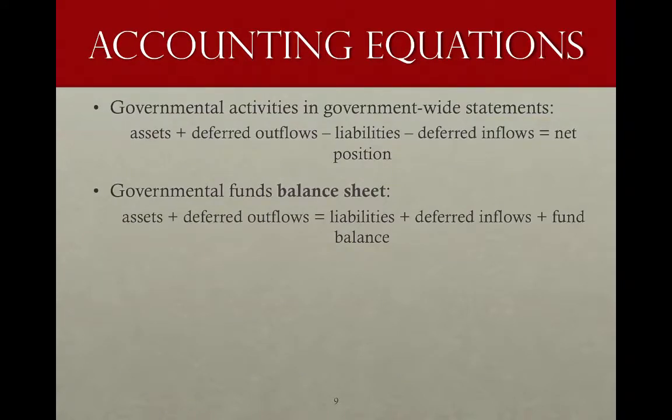Before the reporting of deferrals, the accounting equation that was laid out in a statement of financial position was assets minus liabilities equals net assets, or assets equals liabilities plus fund balance under modified accrual in the governmental funds. But based on the fact that deferred outflows have a natural debit balance and deferred inflows have a natural credit balance, the accounting equation now under accrual is assets plus deferred outflows minus liabilities minus deferred inflows equals net position. And under modified accrual in the governmental funds balance sheet, assets plus deferred outflows equals liabilities plus deferred inflows plus fund balance.